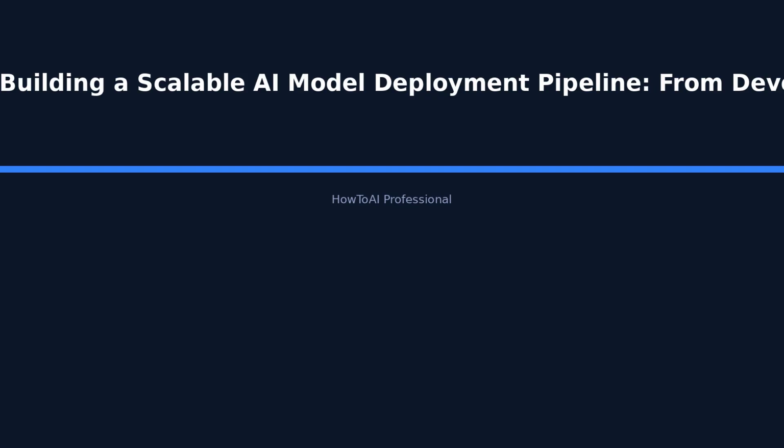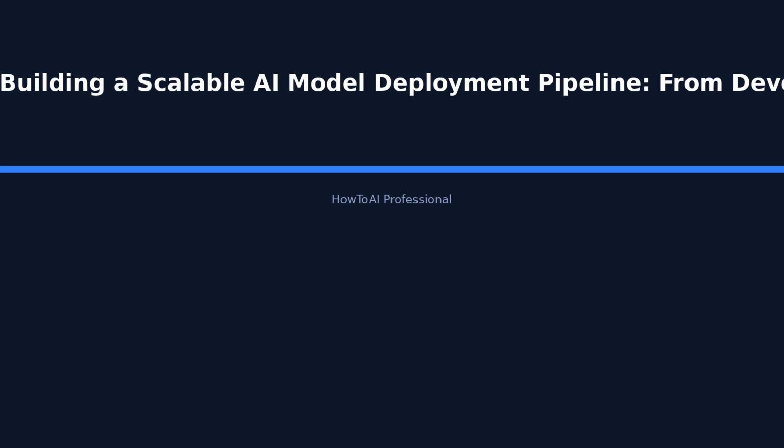This is where CI/CD comes into play. CI, or continuous integration, allows you to automatically test and integrate code changes, while CD, or continuous deployment, automates the release of those changes into production. Together, they help streamline the process, making it easier to manage updates to your AI models without causing disruptions or downtime.